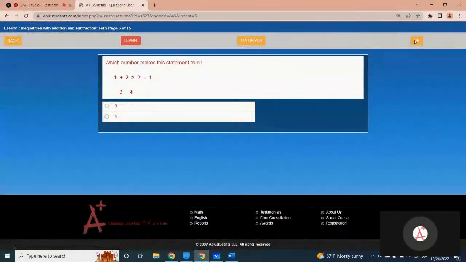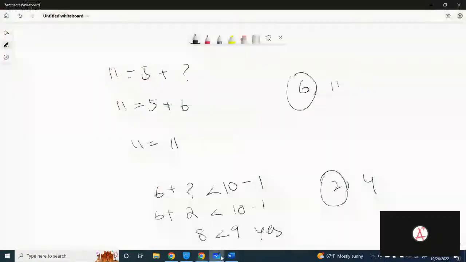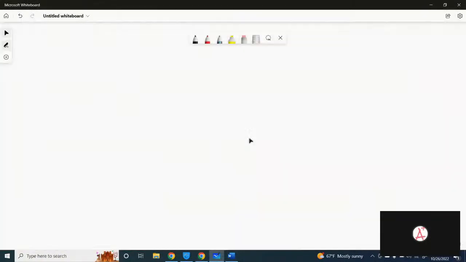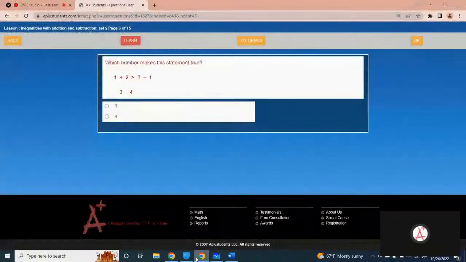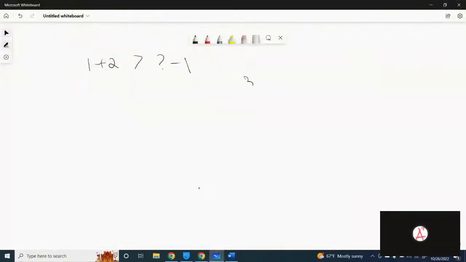Okay, 1 plus 2 is greater than the missing number minus 1. And the options given are 3 and 4, I think. Yes, 3 and 4. Just replace the missing number with 3.